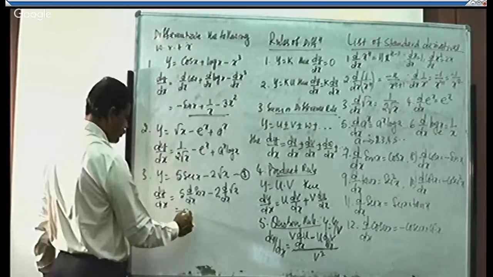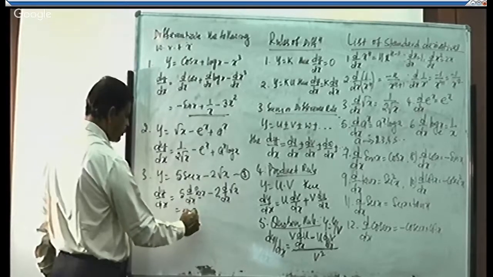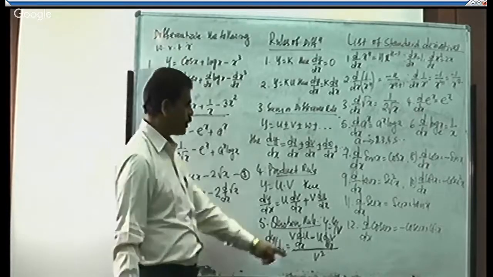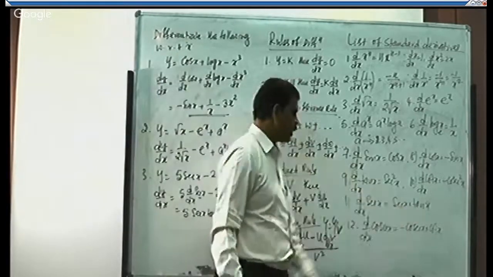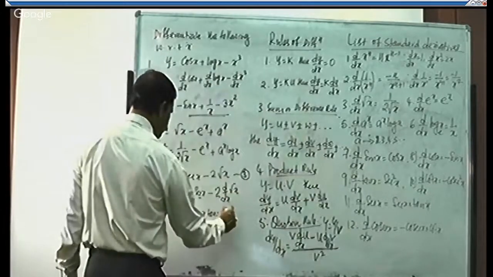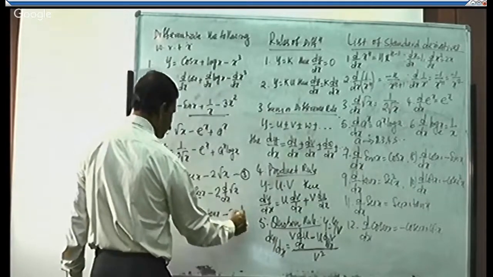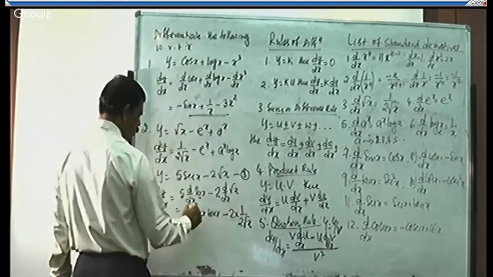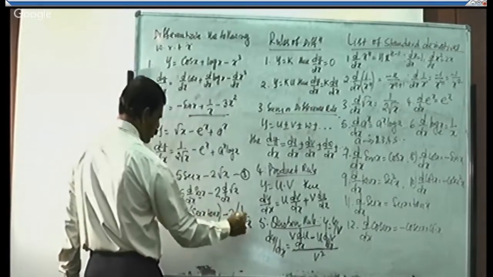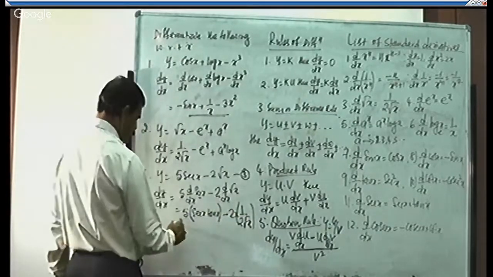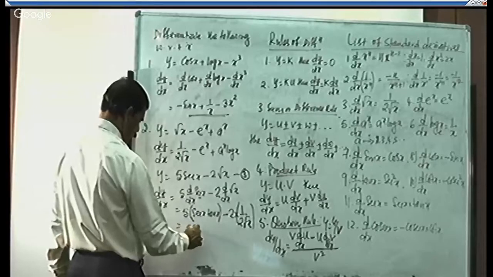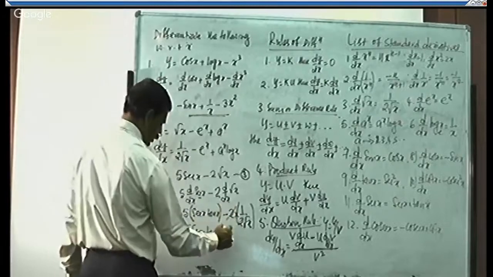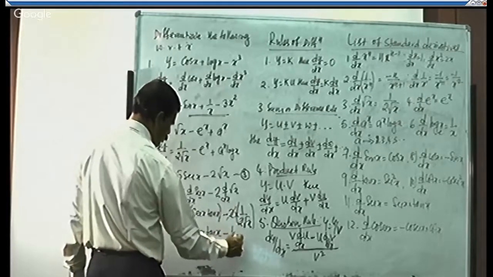dy by dx is equal to 5 into differentiation of secant x, which is secant x into tan x, minus 2 into d by dx of root x. Correct? Differentiation of secant x is secant x into tan x, minus 2 into differentiation of root x, which is 1 by 2 root x. Better to write the derivative in brackets. So finally it will become 5 secant x into tan x, the 2 gets cancelled, minus 1 by root x.